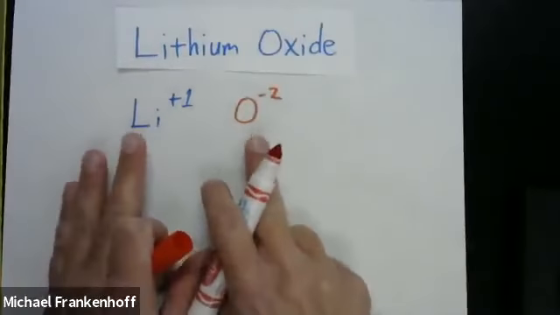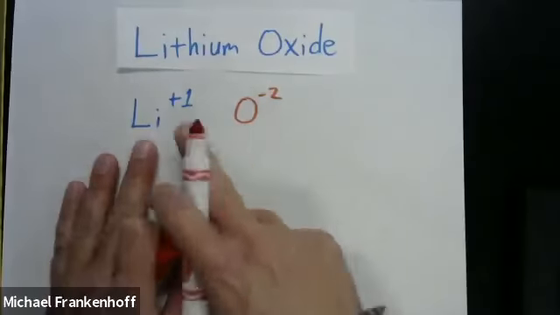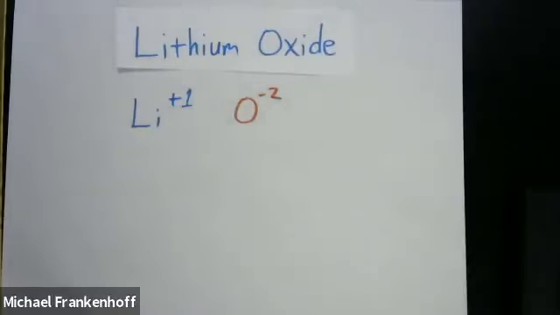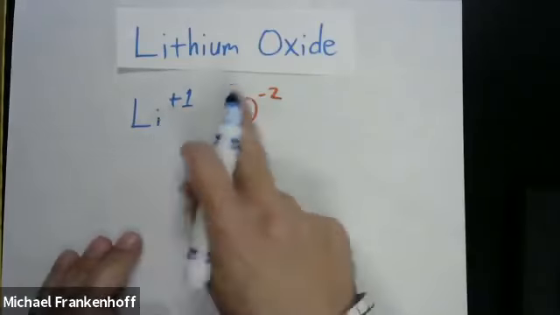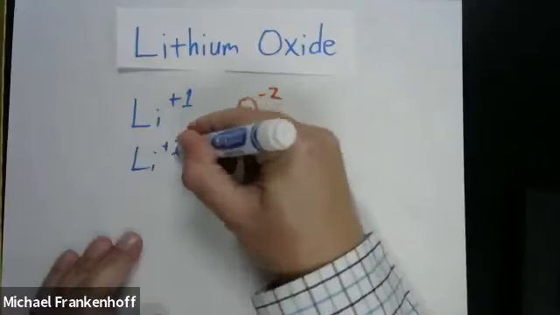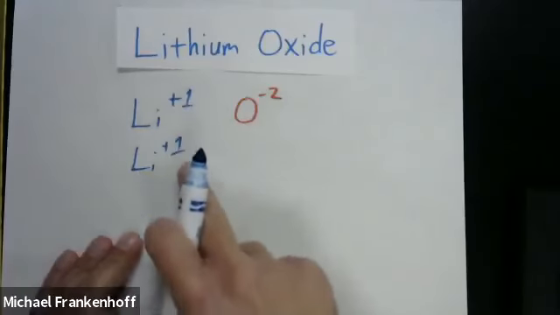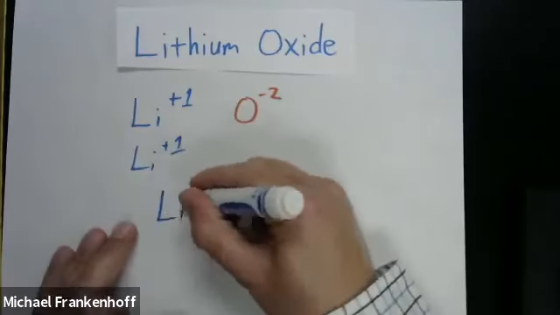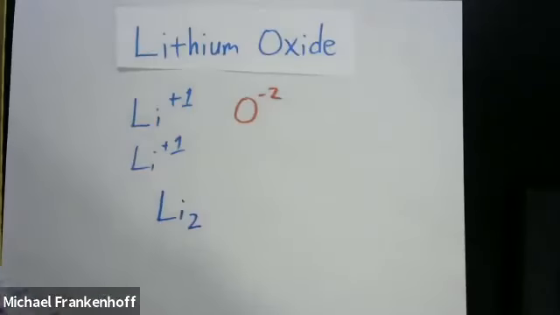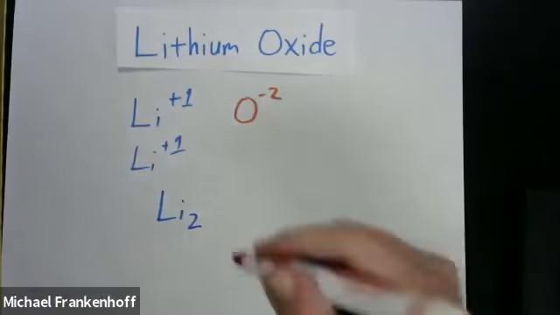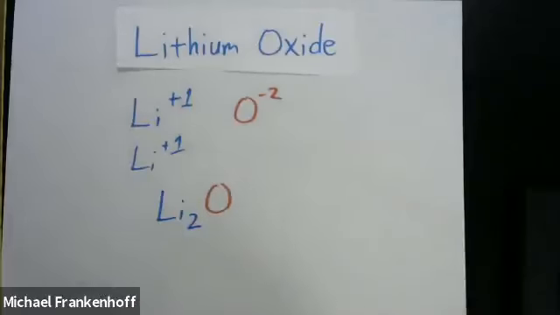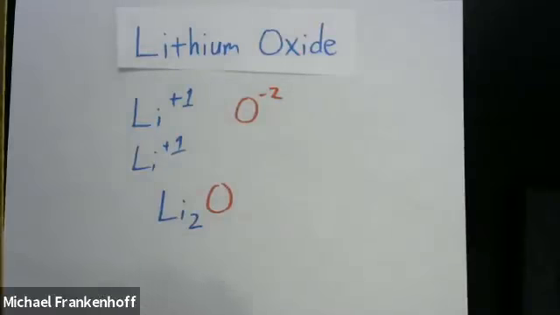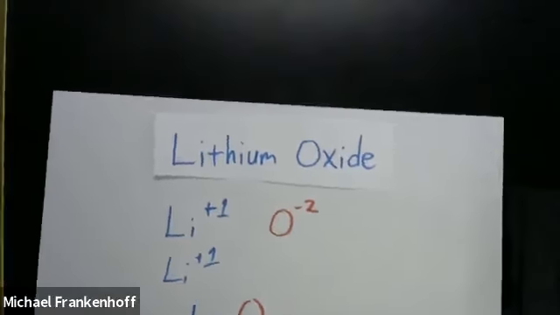So these guys do not balance. We've got more negative charge than we do positive charge. So how are we going to balance that out? Well, 2 lithiums ought to do it, right? If I have 2 lithiums together, that's a total charge of +2, and that will balance out the oxygen, which is -2. So we write it like this: Li2 to indicate we need 2 lithium atoms and just 1 oxygen atom, and so we don't write anything there. So 2 lithium atoms will balance out 1 oxygen atom.